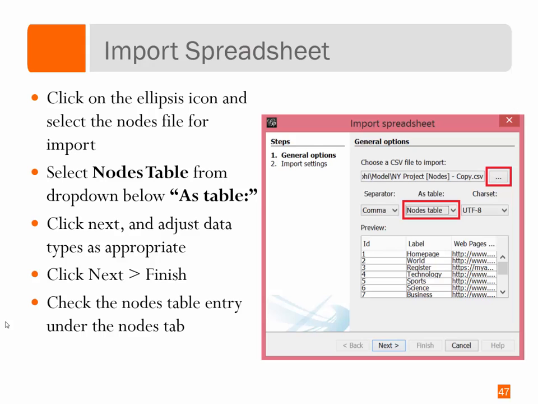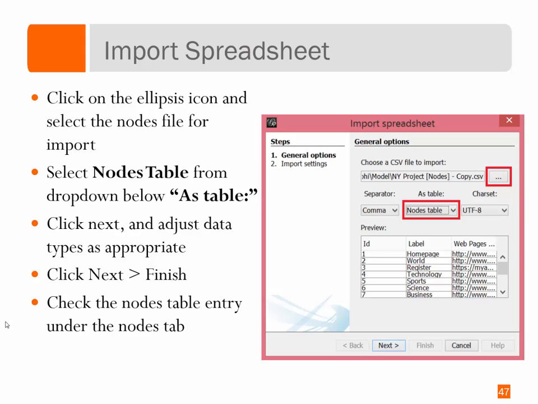So by clicking on that import spreadsheet, it will bring up a particular window. We'll click on the ellipsis icon, the three little dots on the button highlighted on the right-hand side of the screen. We're going to select the nodes file for import. So we see the second area that we've highlighted there is the nodes table.